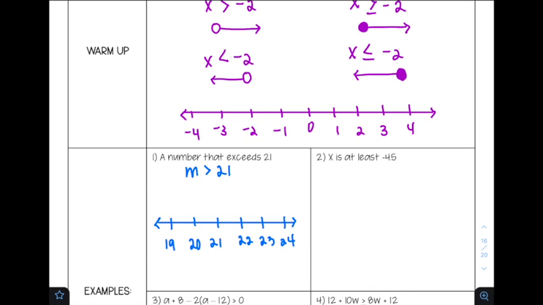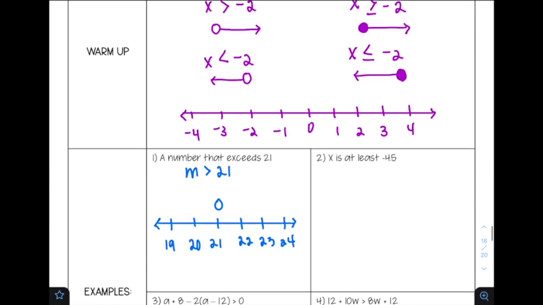This way we can actually see the intervals. So if this is not including 21, we want an open circle, and we know it's going to be all values greater. So we know it's going to be values such as 22, 23, and so on. So we're going to put an arrow to the right.